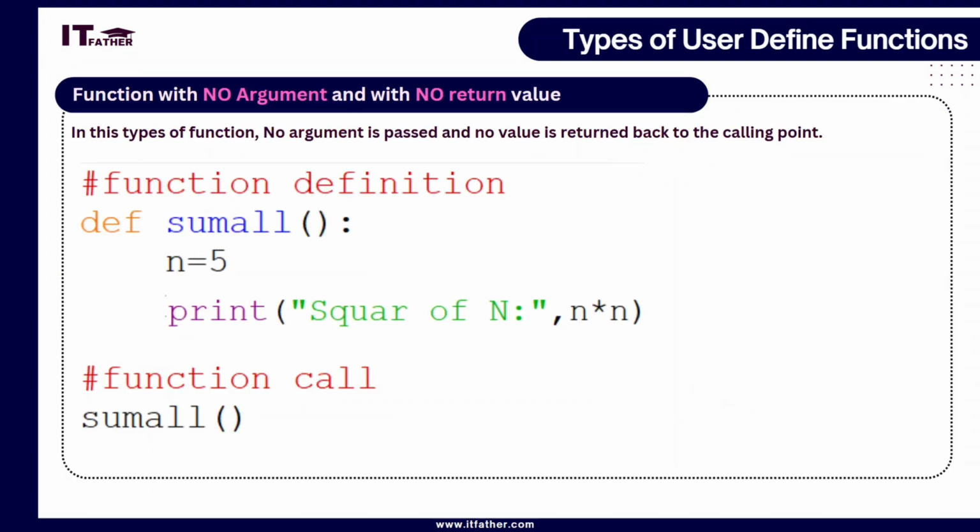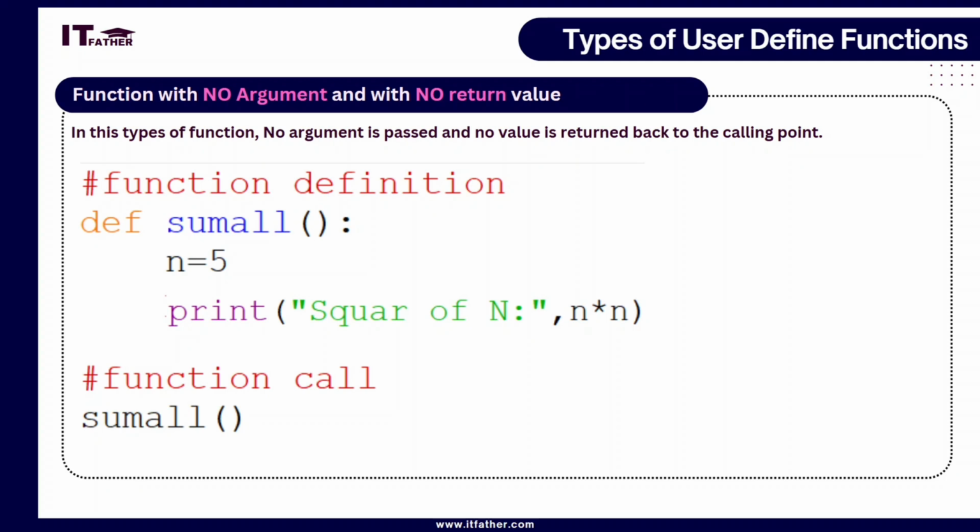Now we are going to discuss the types of user defined function. How many types do we have? Basically we have 4 types: function with no argument with no return value, function with argument with no return value, function with no argument with return value, and function with argument with return value.